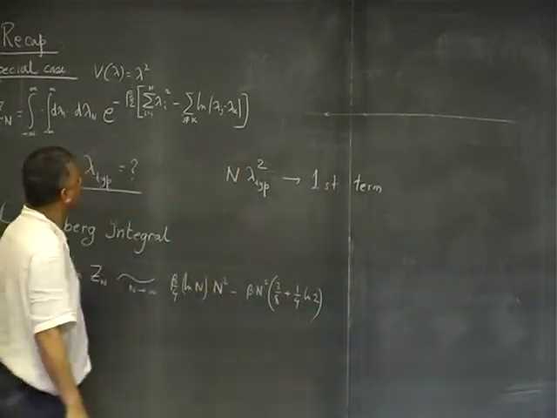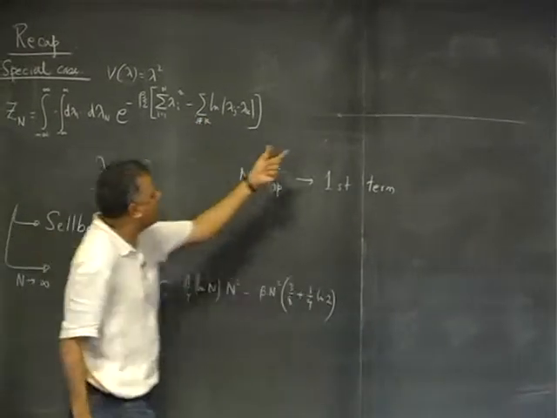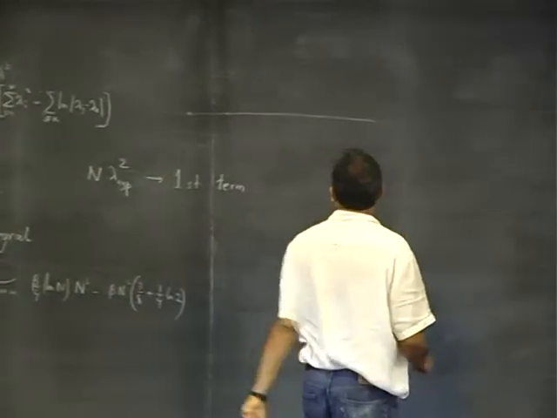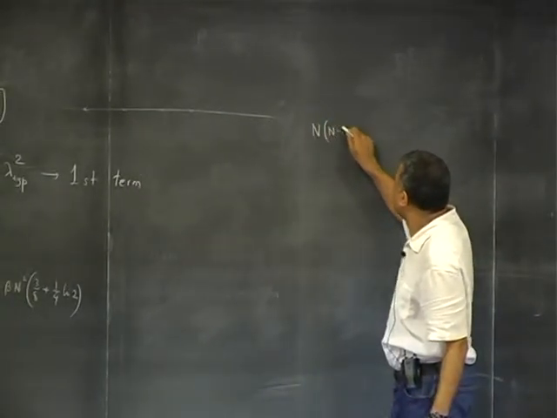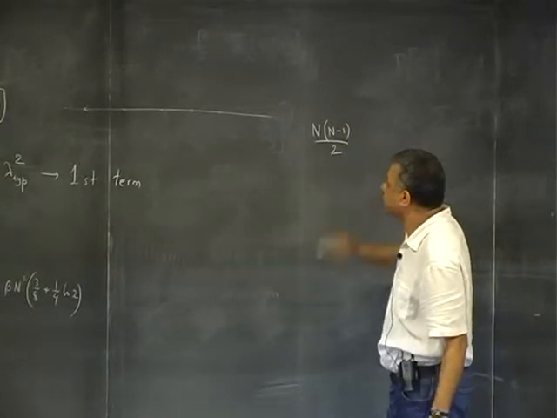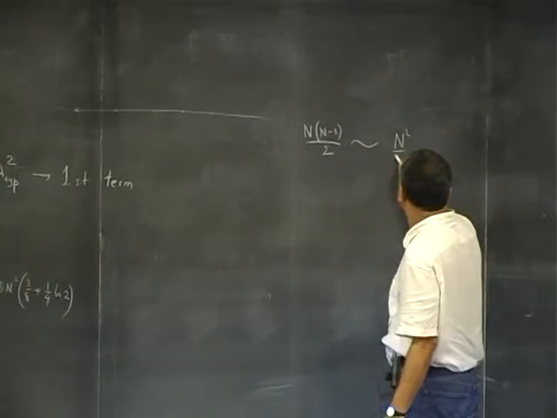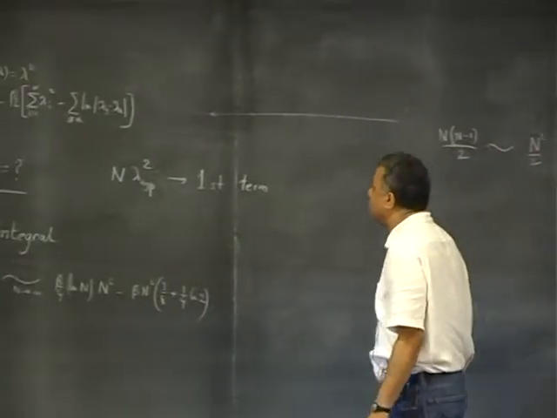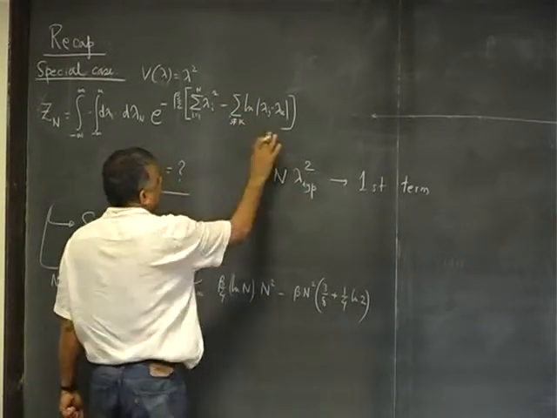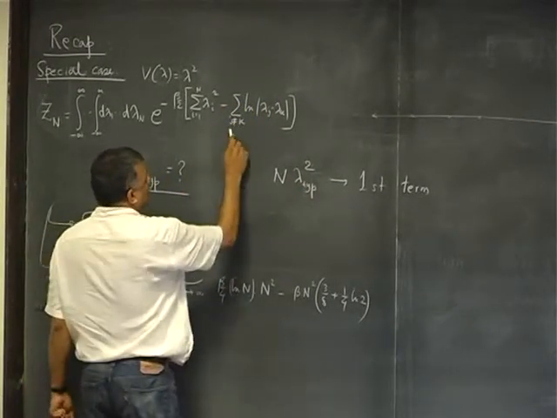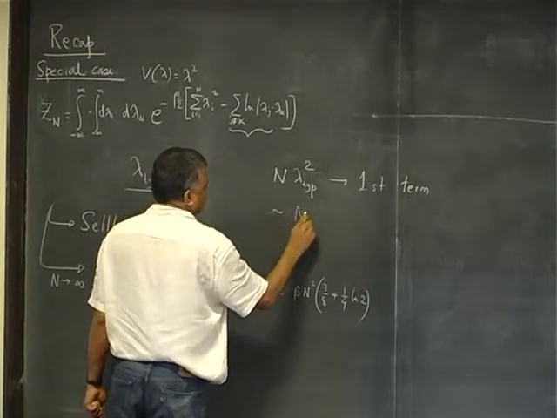What about the second term? As I said, there is a contribution from each pair. How many pairs do I have? If I have n charges, I have n times n minus 1 over 2 distinct pairs, which in the large n limit will go like n squared over 2. There is an order 1 contribution from each term, typically. I'm just estimating typically. So therefore, the second term is typically of order n squared.